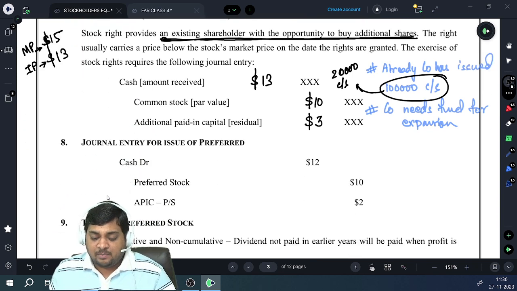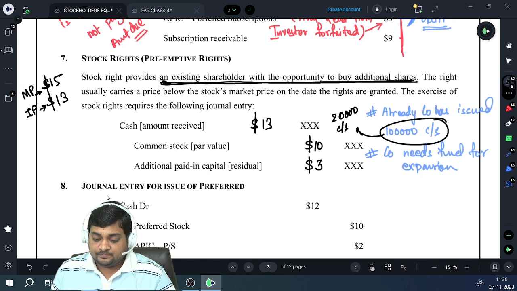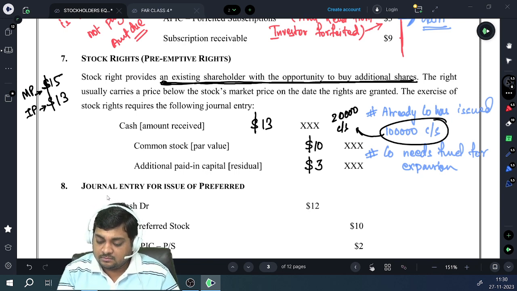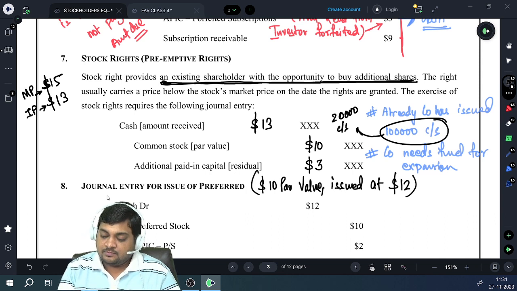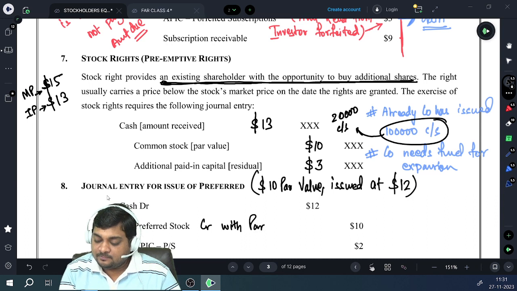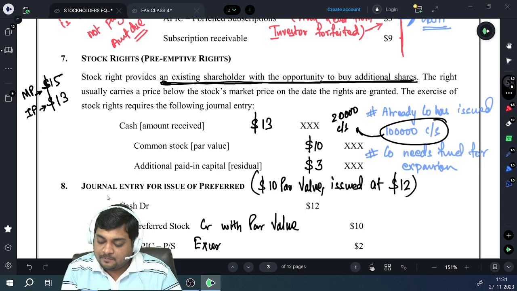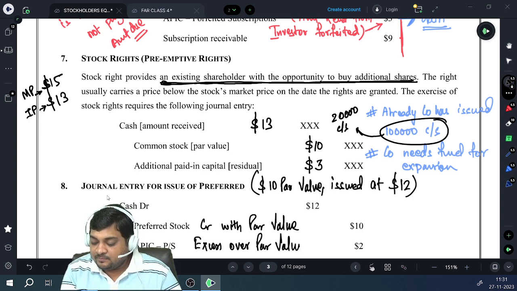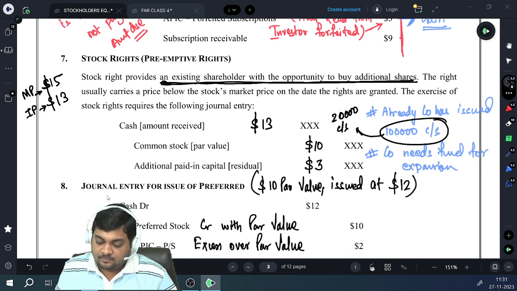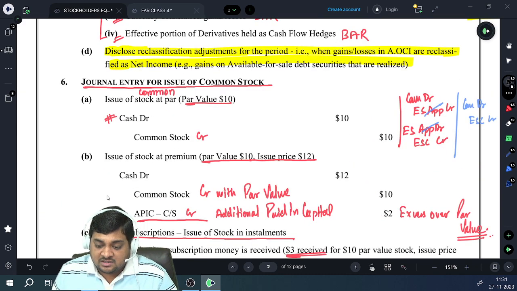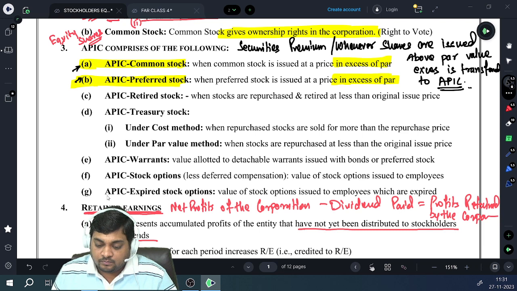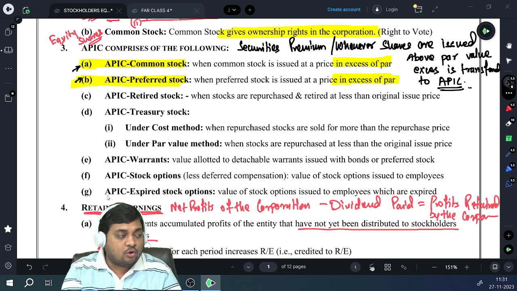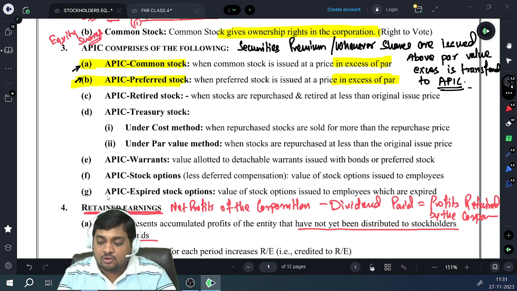Anyway, the journal entry for preferred stock is quite similar to what we have done for common stock. So if $10 par value stock is issued at $12, this is credited with par value, and this is the excess above par value. In the very first discussion, I had told you additional paid in capital comprises of excess over par value. There are more things that come under additional paid in capital, which we will discuss slowly.